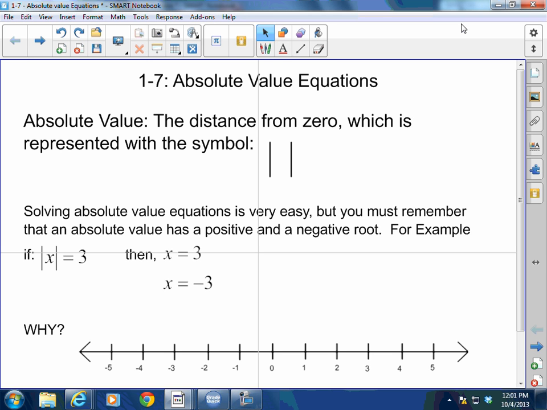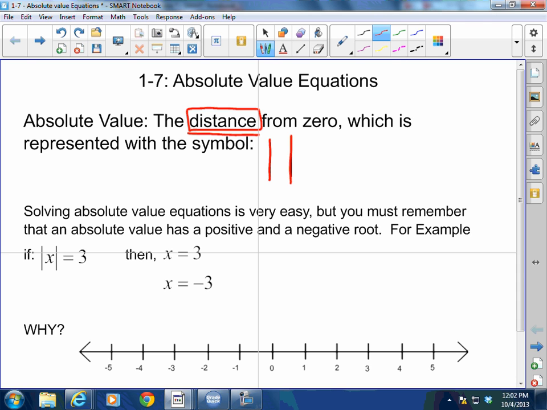Absolute value is the distance from zero, which is represented with the following symbol. It looks like two parallel lines. Whenever you have a number, a quantity, or a variable inside of the absolute value, that value is going to be positive. The absolute value of anything is always positive. Why? Because since absolute value is a distance, can I have a negative distance?